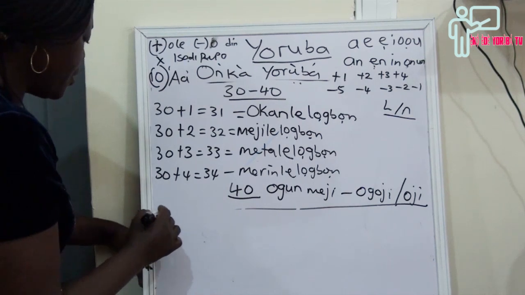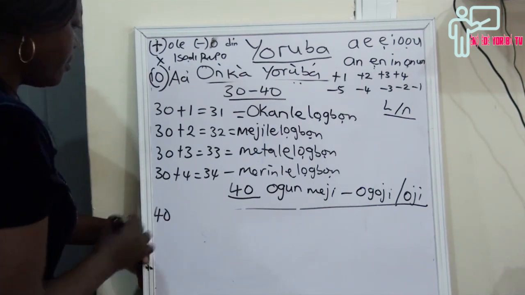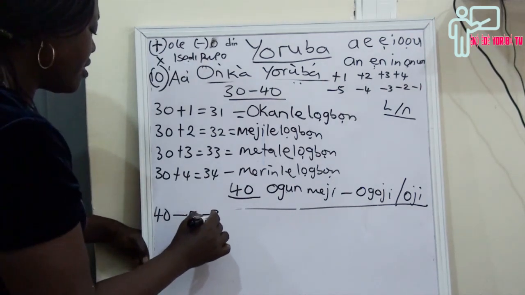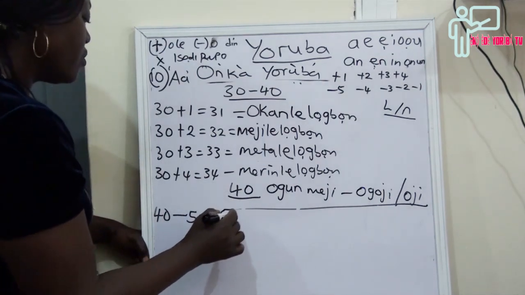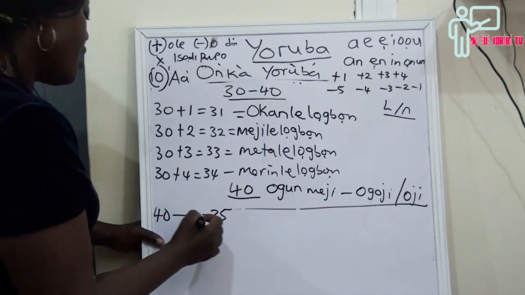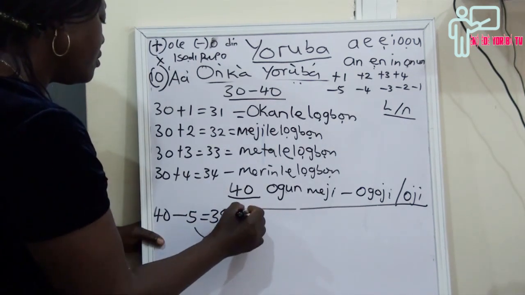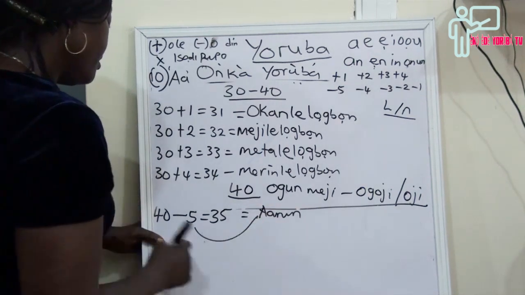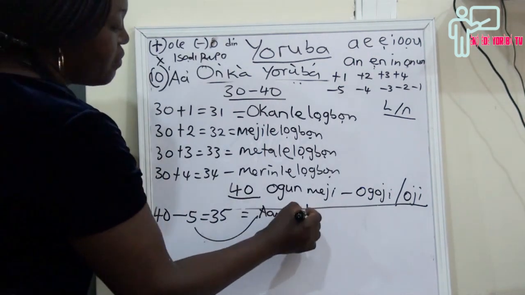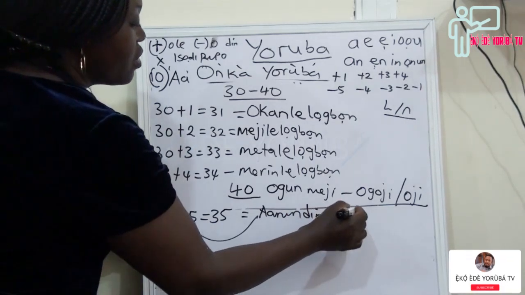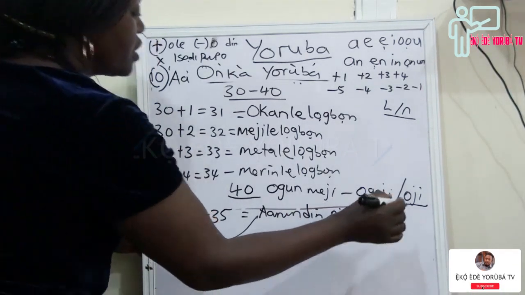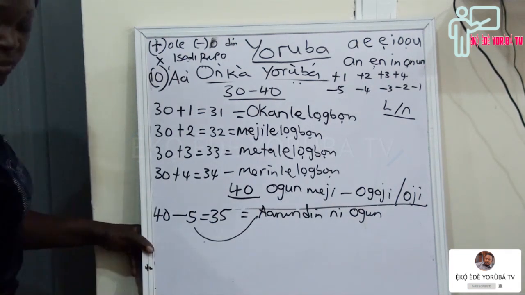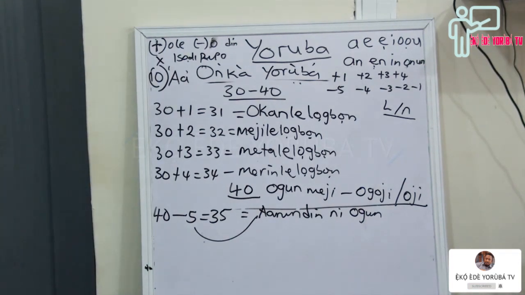So this one will now be 40 minus 5. This will now give us 35, which is àrún dín ní ogún. Àrún dín ní ogún.